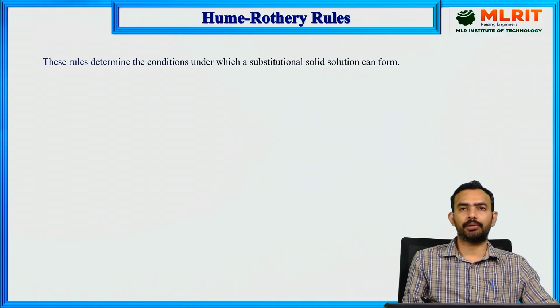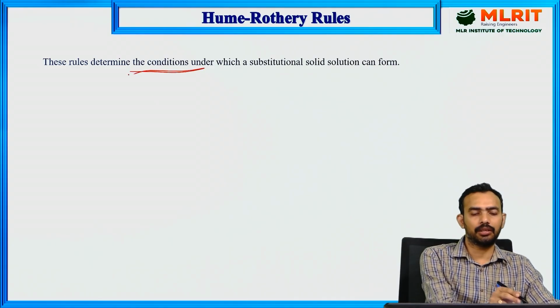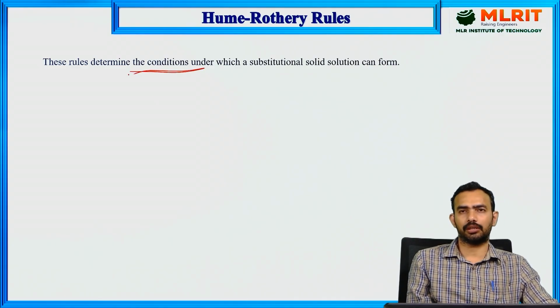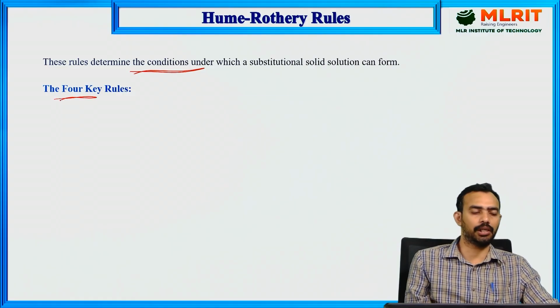Certain rules have been formed for creating substitutional solid solutions. These rules were constructed as the conditions under which substitutional solid solutions can be formed. So let us look at what these conditions are. These are four key rules basically.